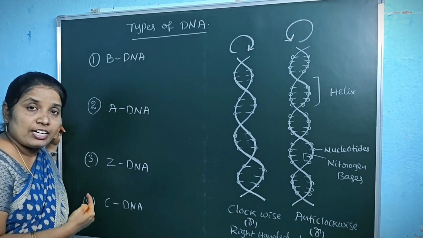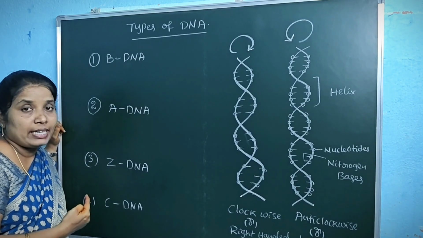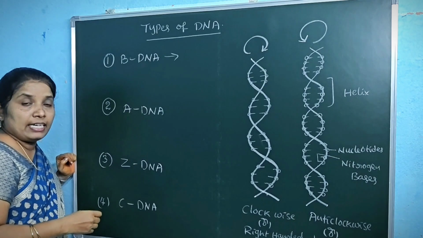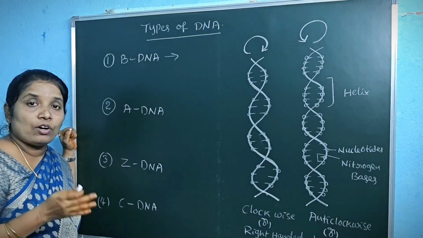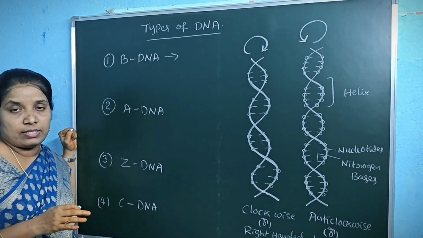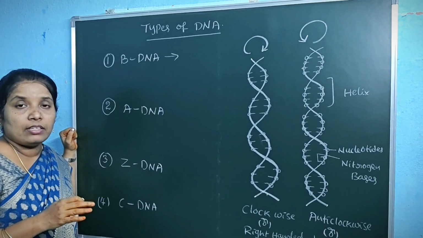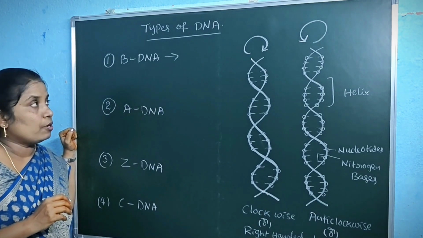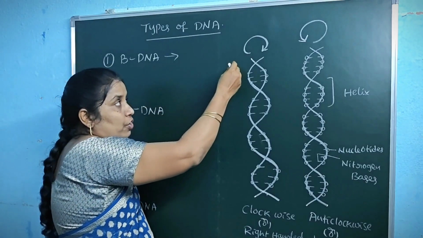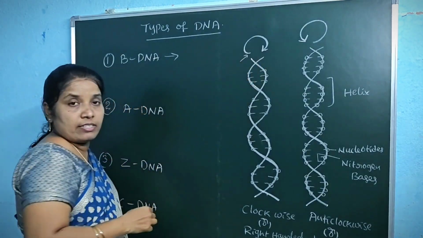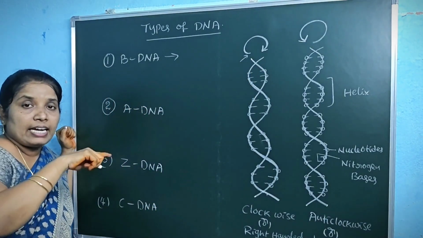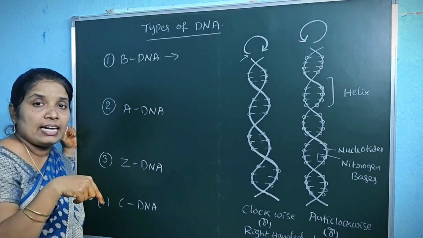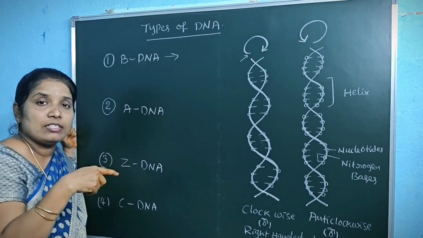Let's see the first DNA type, that is B type DNA. bDNA is commonly found in all cells of the organisms. It shows a right-handed helix, or clockwise manner. It shows the helical structure in a clockwise manner.